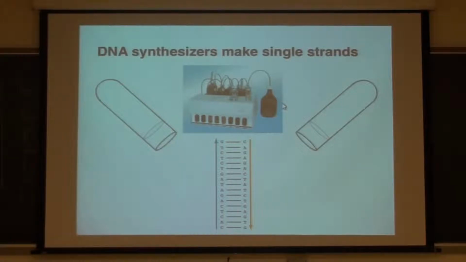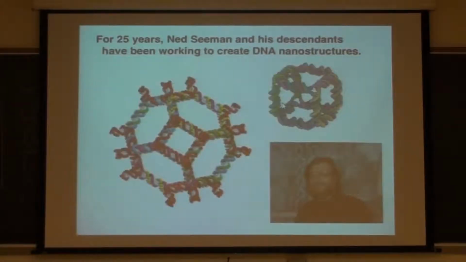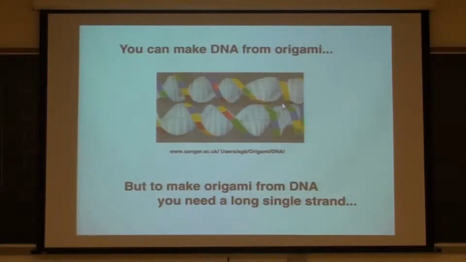Now, for the last 25 years, Ned Seeman and a bunch of his descendants have worked very hard to make beautiful three-dimensional structures using this kind of reaction of DNA strands coming together, but a lot of their approaches, though elegant, take a long time. They can take a couple of years, or it can be difficult to design. So I came up with a new method a couple of years ago I called DNA Origami that's so easy you could do it at home in your kitchen and design the stuff on a laptop.